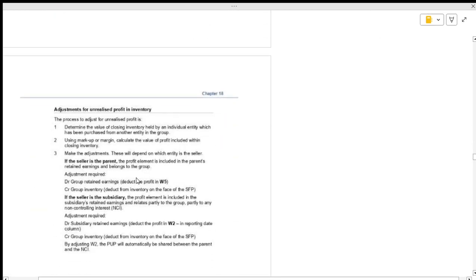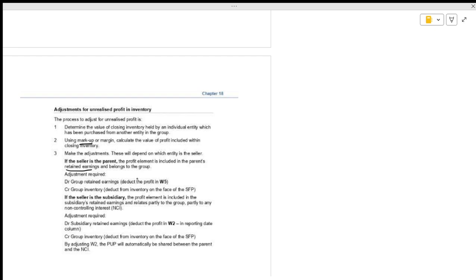We will see what is the value of inventory. You see what is the profit margin. Make the adjustment. If it is sold by the parent, then we will take it into consideration. Definitely, it will affect the retained earnings. In the retained earnings, we have deducted finance cost now. In the same way, we will reduce the profit also.